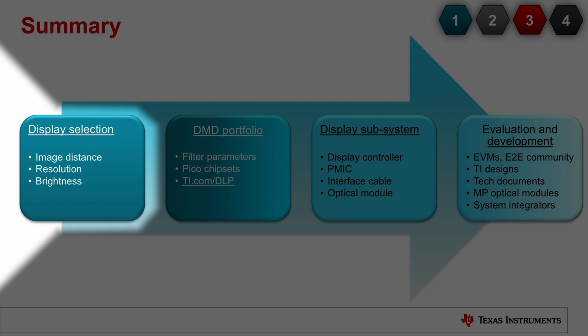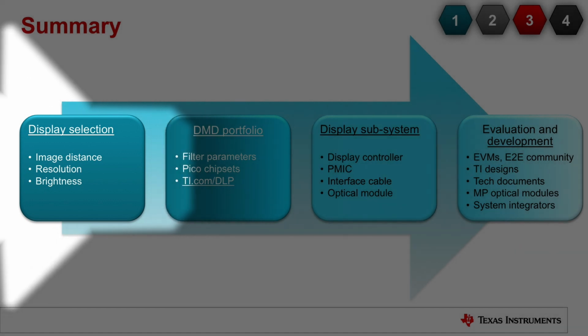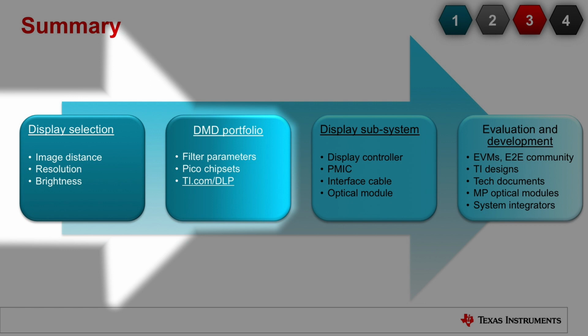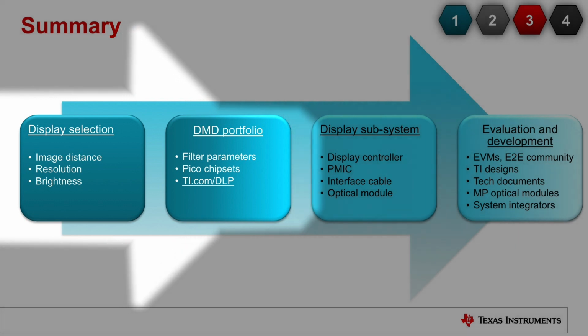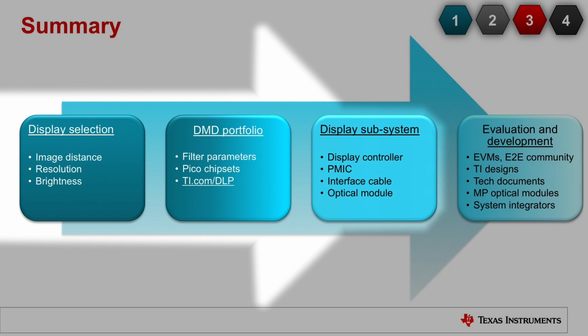So first, on your display selection, you want to look at image distance, resolution, and brightness to be able to determine what DMD, what digital micromirror device, works for you. Then you want to look at the DMD portfolio itself, and for that you can go to ti.com and filter parameters, for example, for resolution and for other parameters that may serve you. And then secondly, you will be able to see the Pico chipsets, which are the display controller and the PMIC that goes with the DMD. And obviously all this information is at ti.com/DLP.